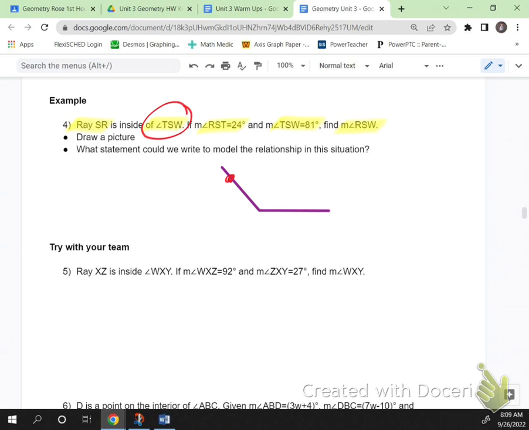We're going to label it TSW. I just drew it obtuse. It doesn't matter. We're just sketching an angle. Just sketch an angle TSW.